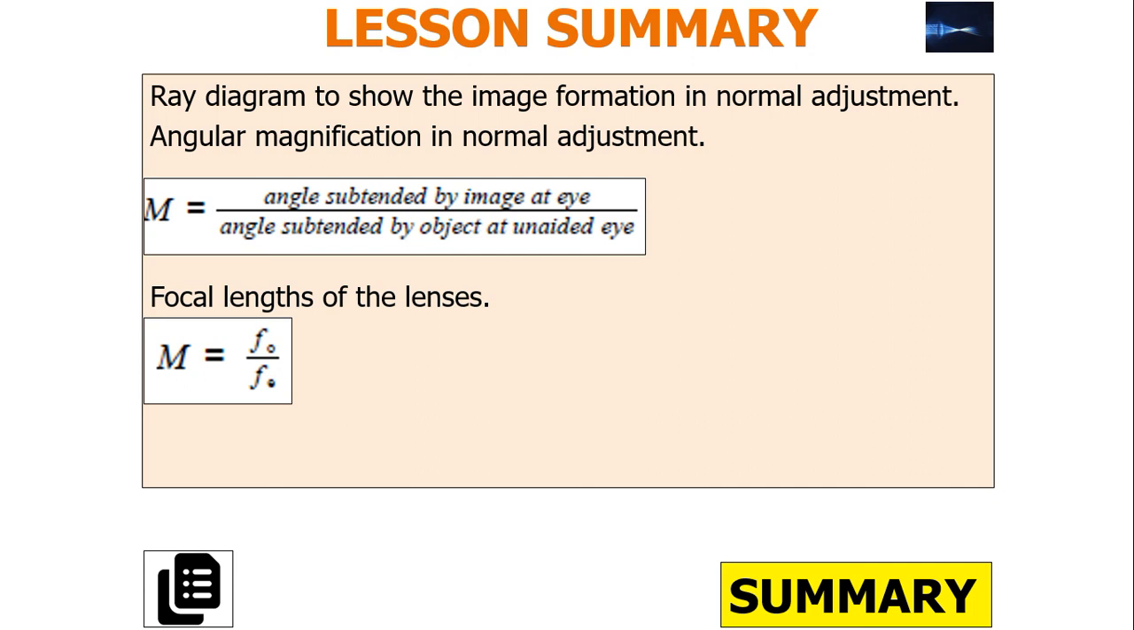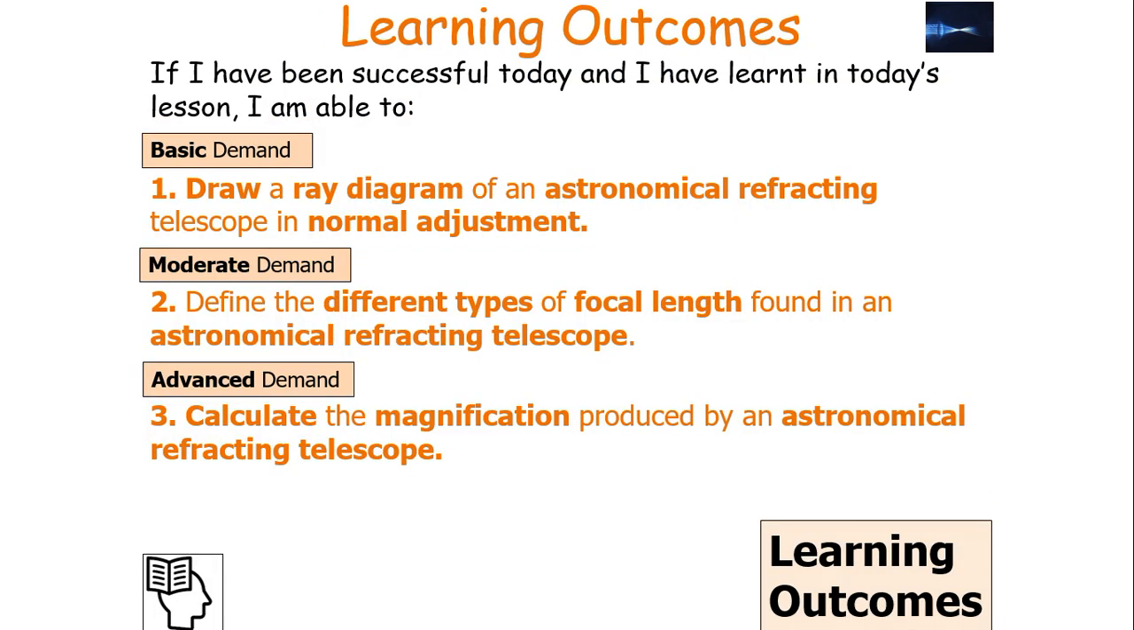Now, what have we learned in today's lesson? A ray diagram can be used to show the image formation in normal adjustment. We can work out the angular magnification in normal adjustment with the equation of m equals theta I over theta O, and the focal length of lenses can be used to derive magnification by doing magnification equals FO over FE.